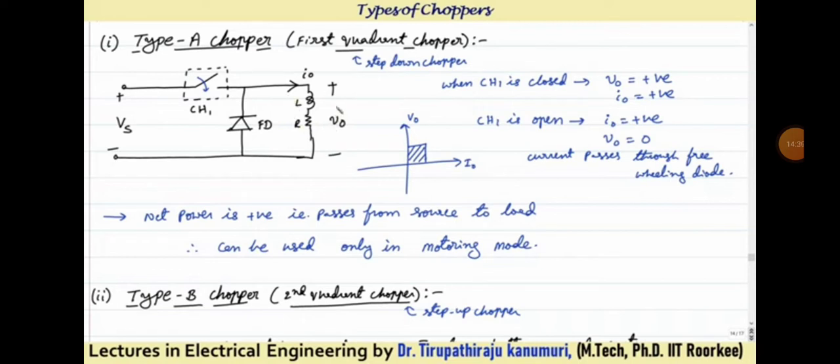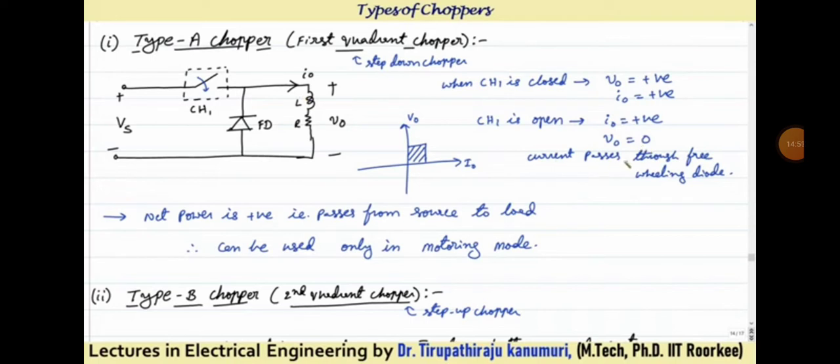Whatever voltage is across the inductor, that voltage will drop across the resistor. For an ideal diode, we know the voltage across the diode is 0, and the same thing is connected across your load. So your output voltage will be 0, but the current is positive and will continue in the same direction. That is, when CH1 is open, I0 is positive and V0 is 0.